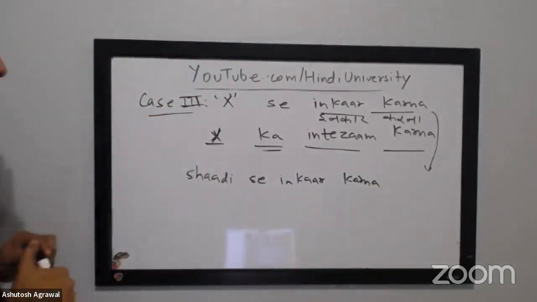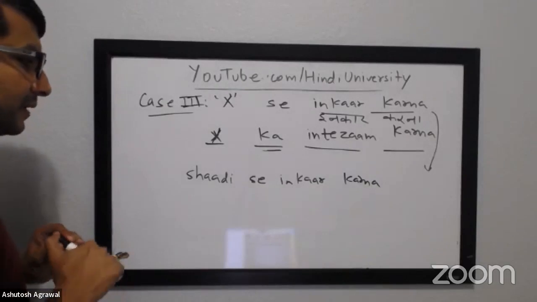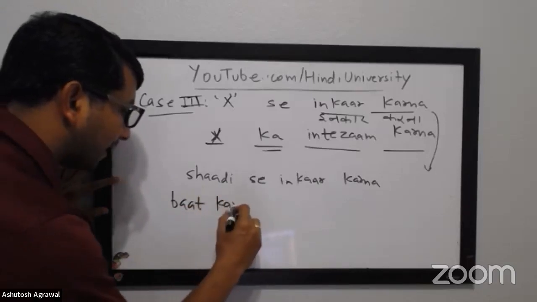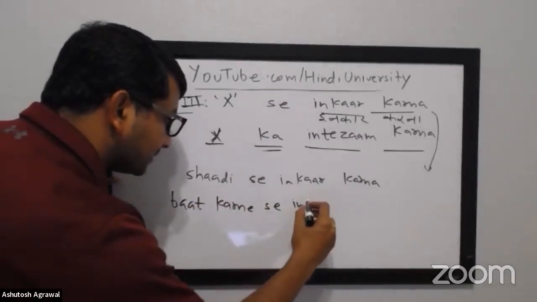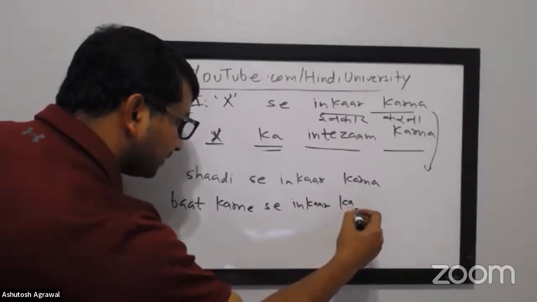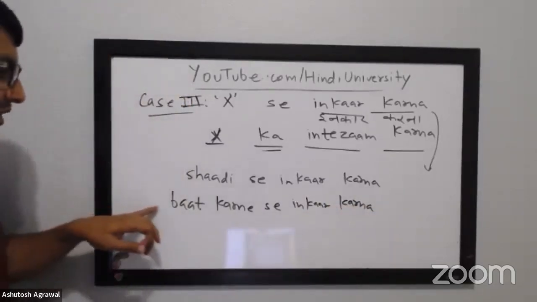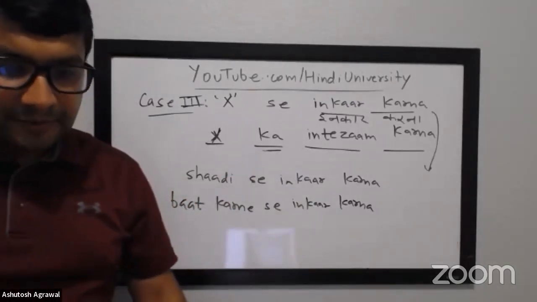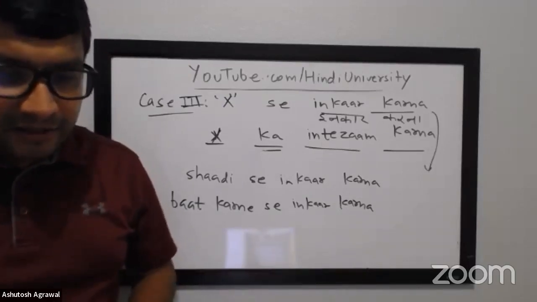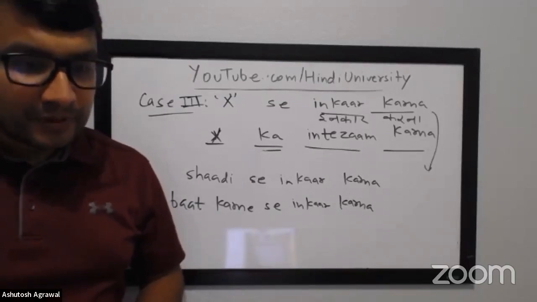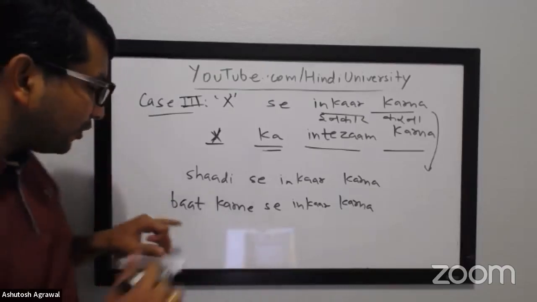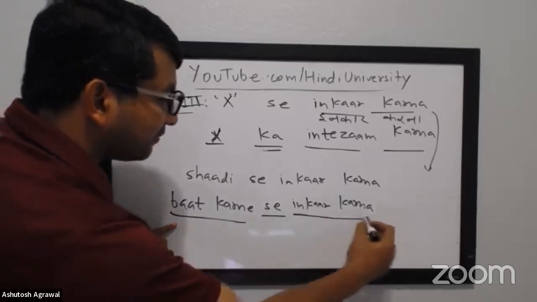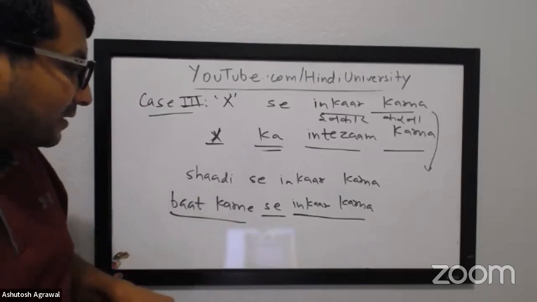The verbal noun would be baat karne se inkar karna. Baat karna is to talk. So, for example, she is refusing to talk: vah baat karne se inkar kar rahi hai. Vah John se baat karne se inkar kar rahi hai. She is refusing to talk to John. Again, don't worry about the longer sentences. Right now, focus on baat karna being used along with se and then other verbs, inkar karna. Baat karne se inkar karna.